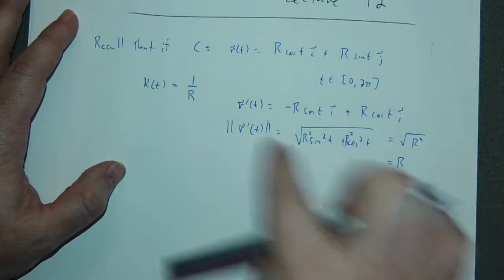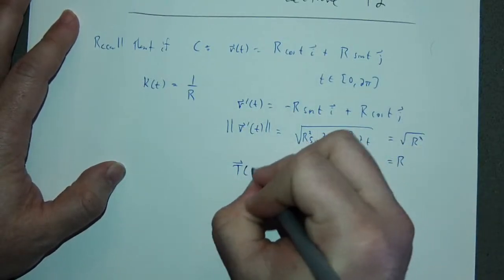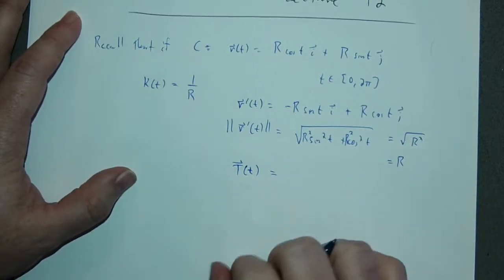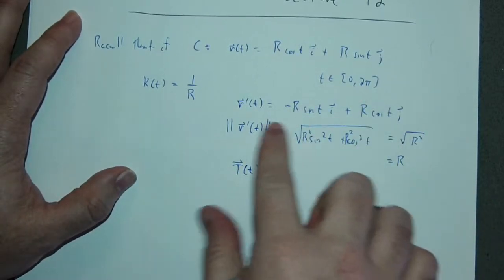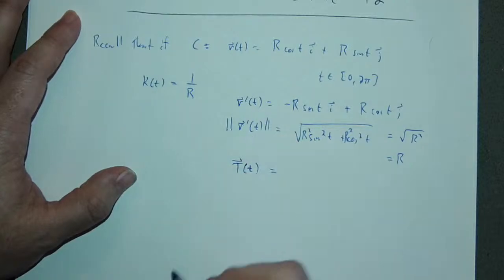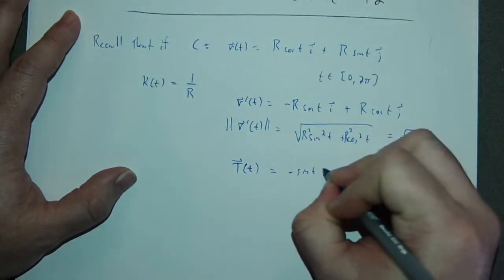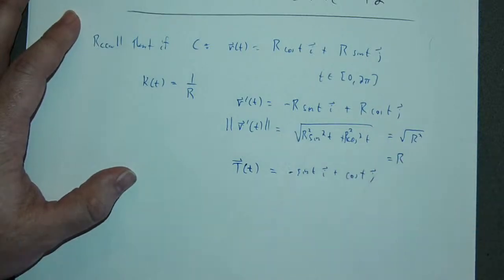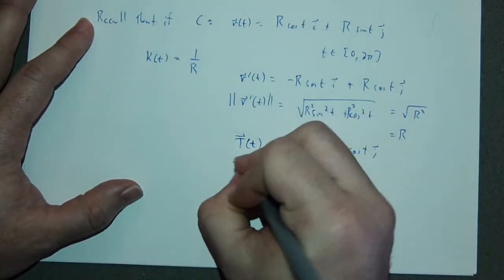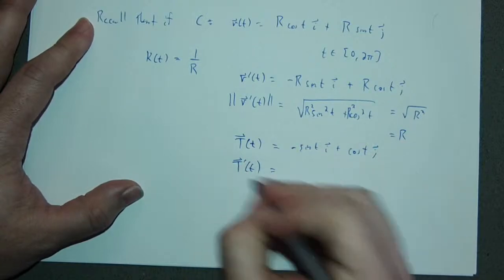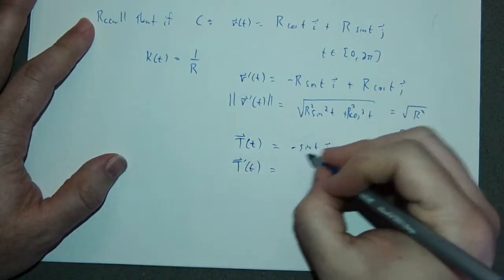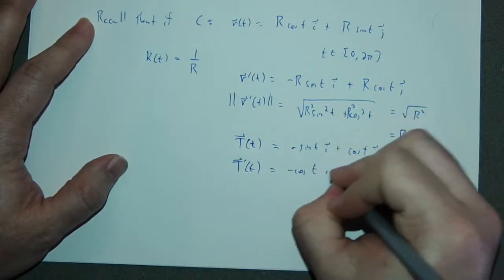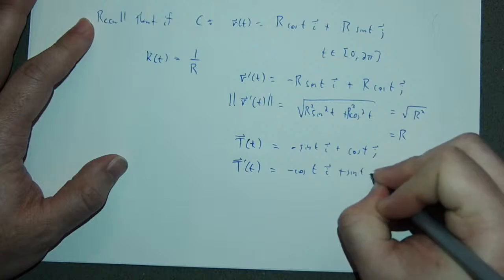So my tangent vector for this thing, I know we've worked through this example many, many times, is going to be r prime divided by the length of r prime. So it's going to be minus sine t i plus cosine t j, since I've divided through by the constant R. And then from that, t prime itself is minus cosine t i plus sine t j.